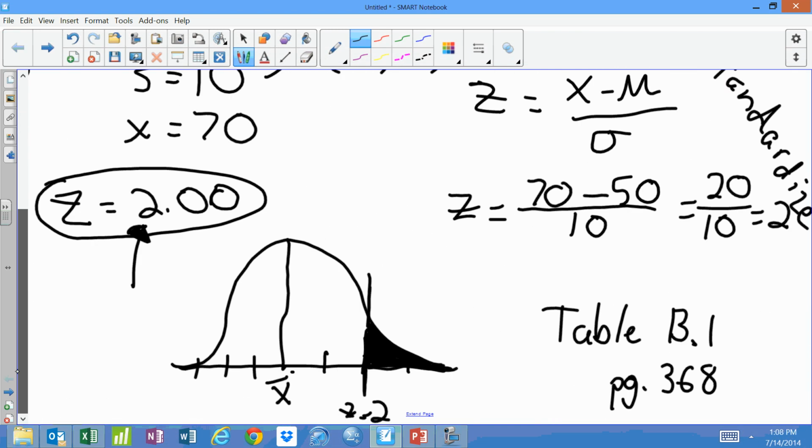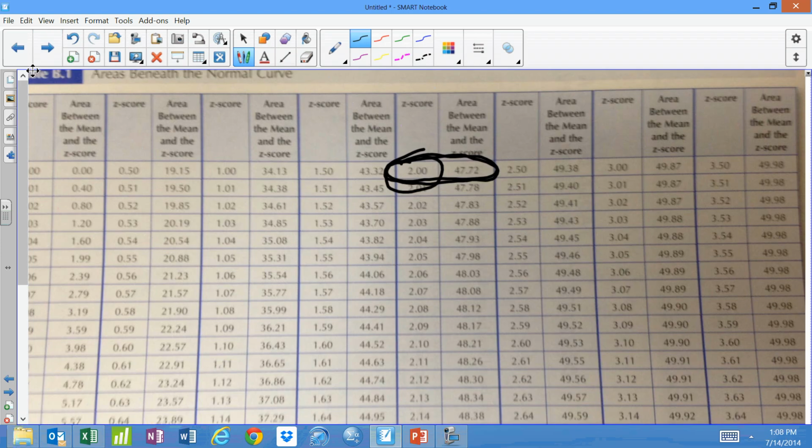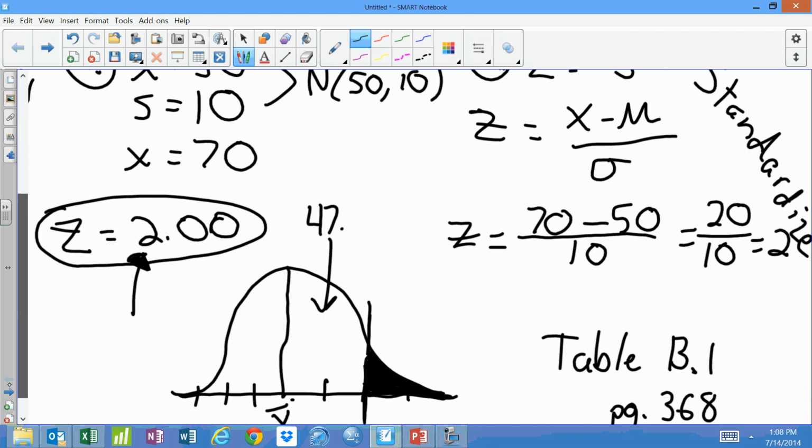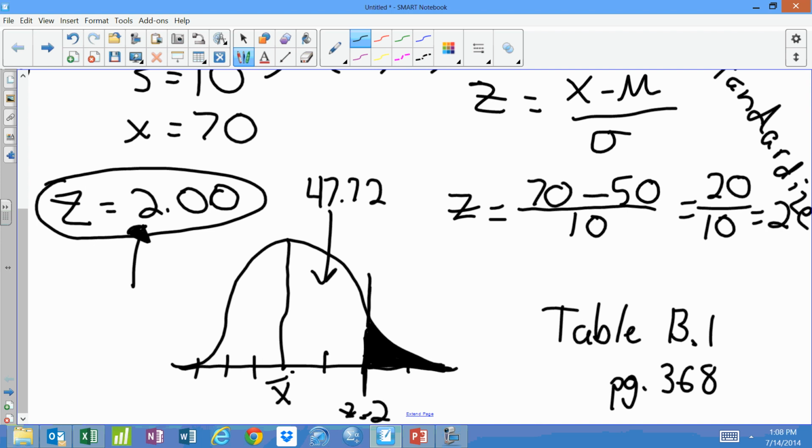So the area between the mean and the z-score, so this area right here, is 47.72. We're going to go back real quick. 47.72. And that represents from the mean to my z-score. So this chunk right here is 47.72.